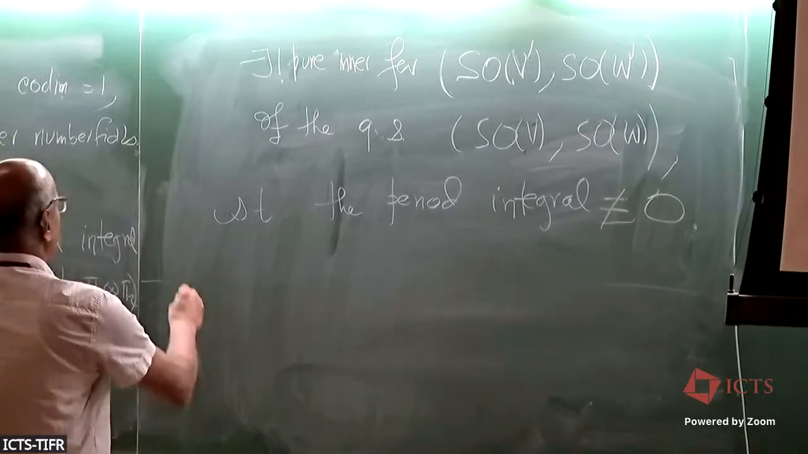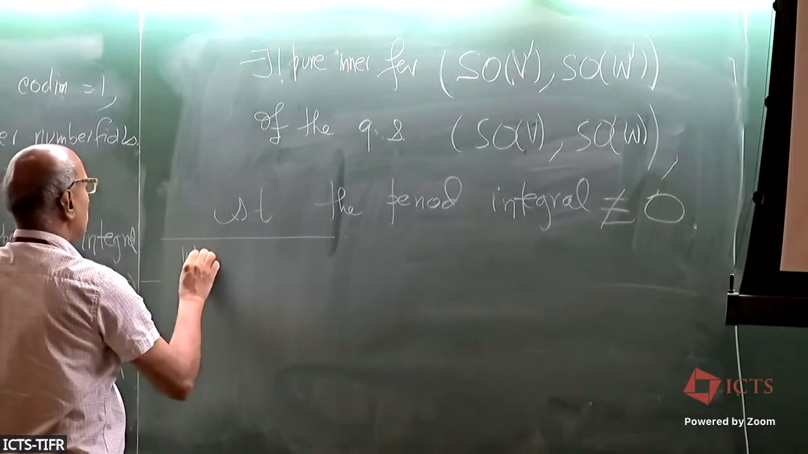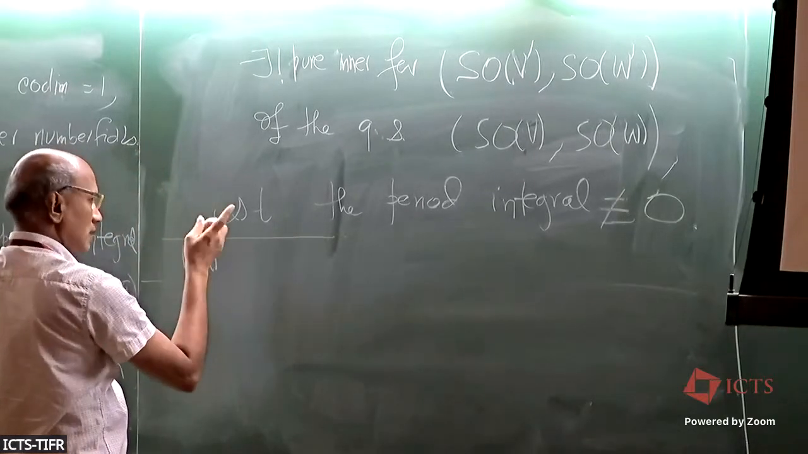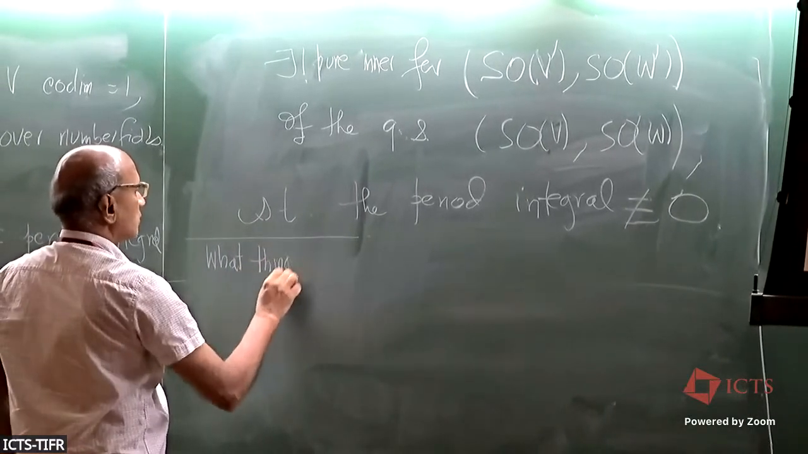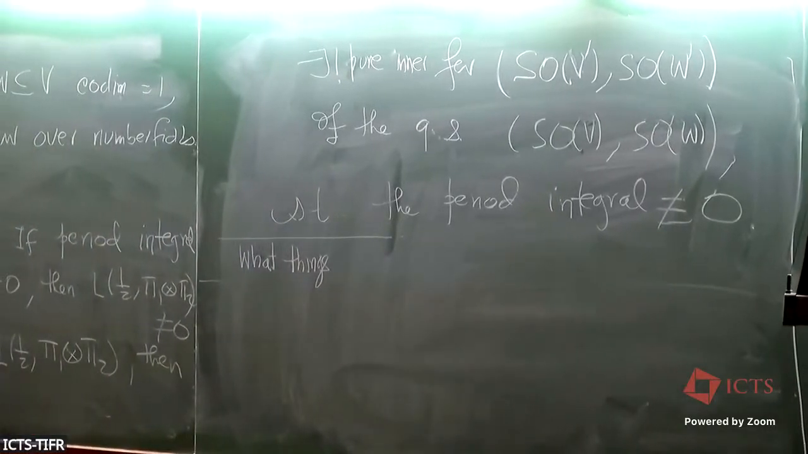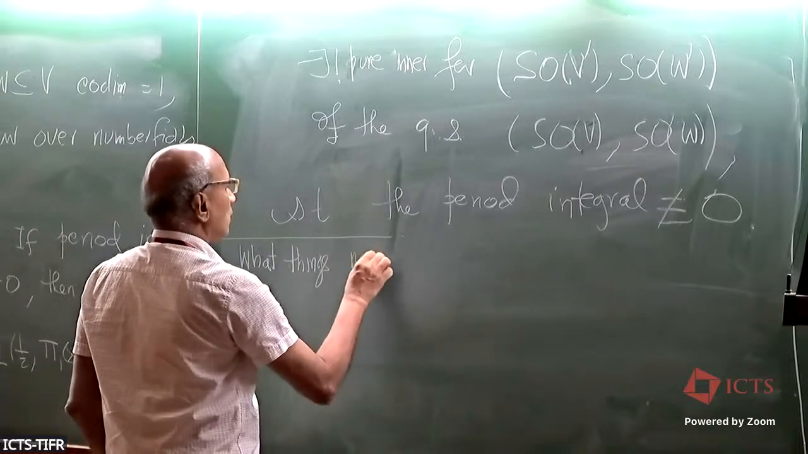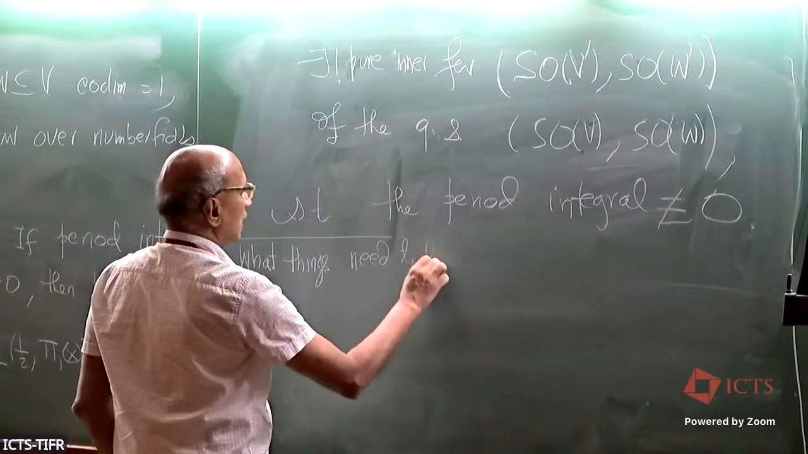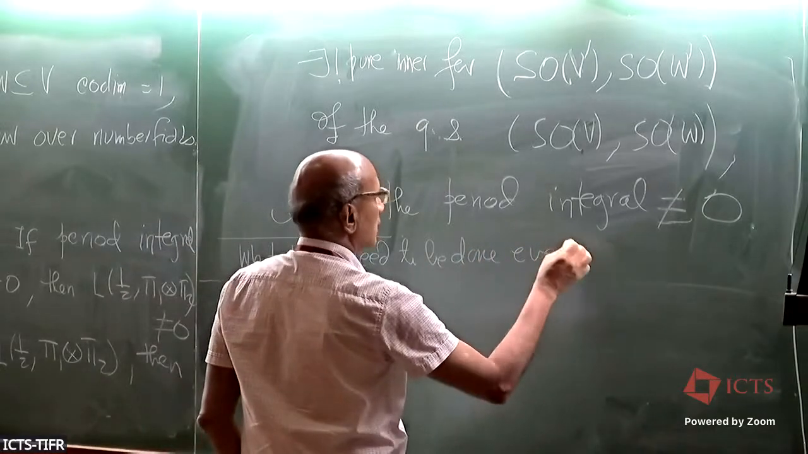So let me say what things need to be done to even make sense of this conjecture. What things? Yeah, right. You need to know that the Jacquet-Langlands correspondence makes sense. So what things need to be done even before you can attempt this question?